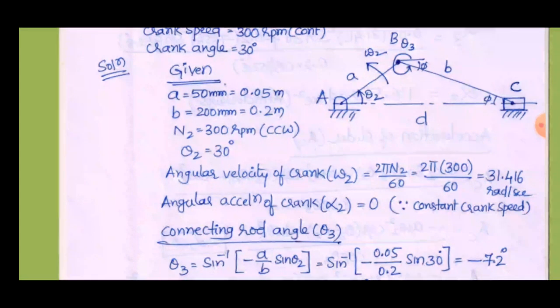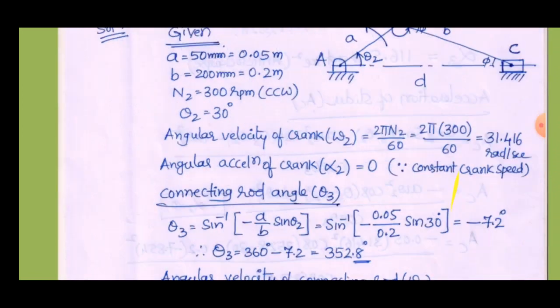Now immediately after omega 2, it is stated that the crank is rotating at constant speed. Therefore, the angular acceleration of the crank, that is alpha 2, is by default 0. In the bracket I wrote it, since constant crank speed. Like that, omega 2 and theta 2 must be ready along with small a and small b to solve the problem.